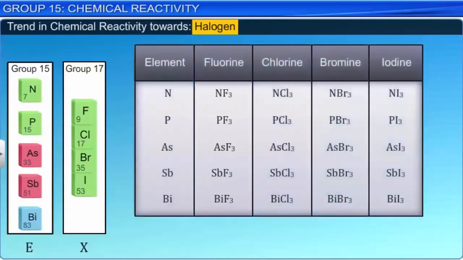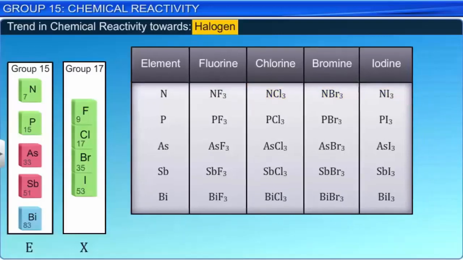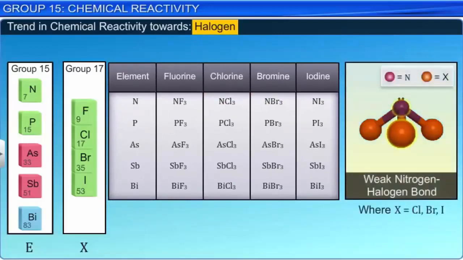All the trihalides of these elements, except those of nitrogen, are stable. In case of nitrogen, only nitrogen trifluoride is stable. Nitrogen trichloride, nitrogen tribromide, and nitrogen triiodide are unstable due to the large difference in the size of the nitrogen and halogen atoms, which weakens the nitrogen-halogen bond.